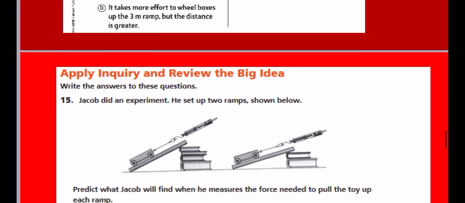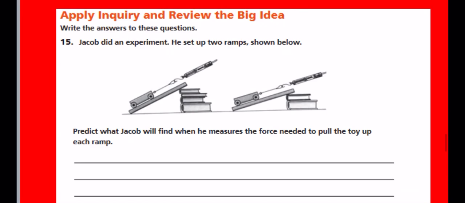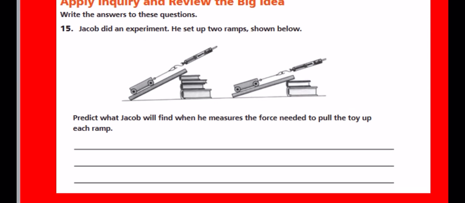Okay, now let's apply inquiry and review the big idea. Okay, write the answers to these questions. 15. Now, Jacob did an experiment. He set up 2 ramps shown below. Can you see them? Over here, the one on the left and the one on the right. I think one of them is higher than the other one. So predict what Jacob will find when he measures the force needed to pull the toy up each ramp.